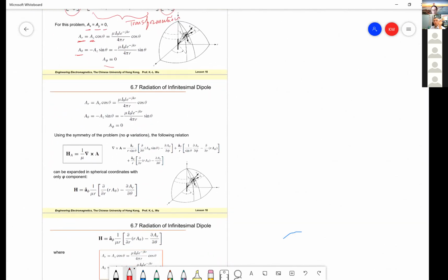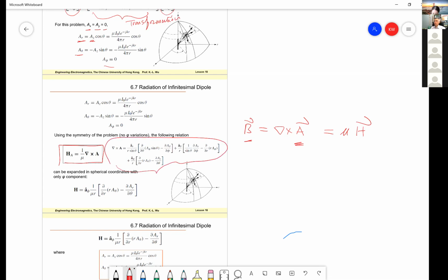Now we use the definition of A. Remember how we define the vector potential function: once we know A, we can find B. B is mu times H, okay? Now let's find H. H is, take a curl of A. The curl in the spherical coordinate system is this, okay?